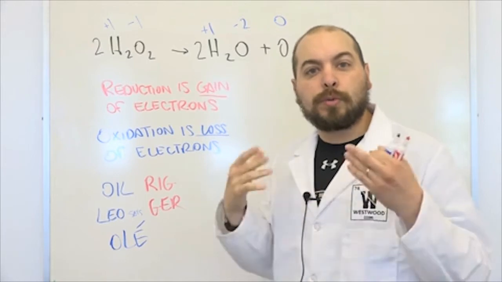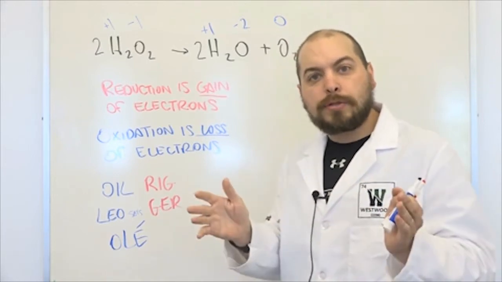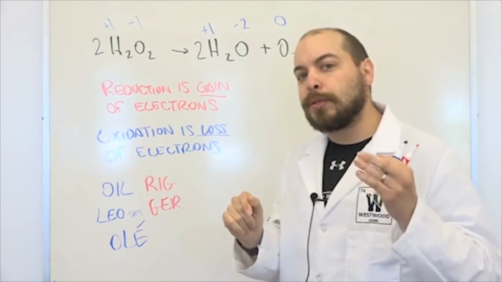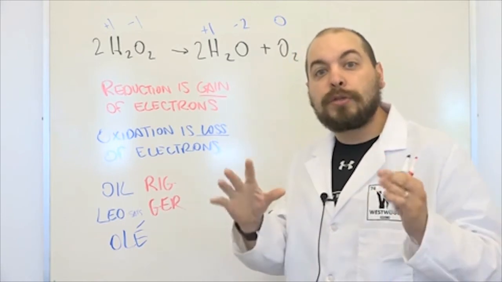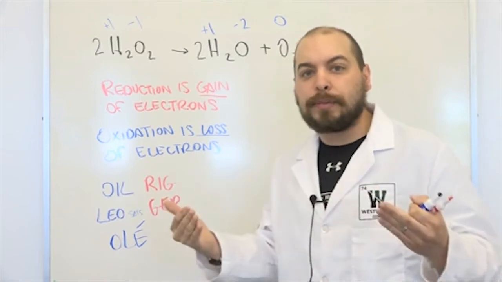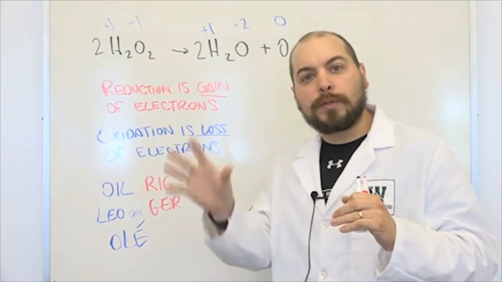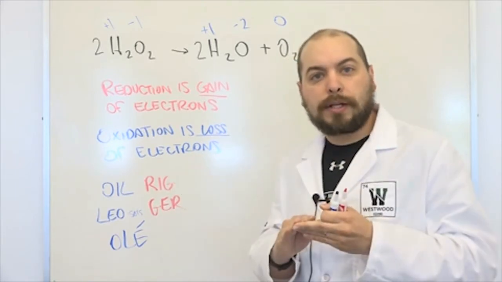This is how we know it's a redox reaction. Any redox reaction, if one thing is oxidized, another thing must have been reduced. In this case, those two things happen to be atoms of the same element, but they were two different atoms, two different oxygen atoms, one which gained an electron and one which lost an electron.